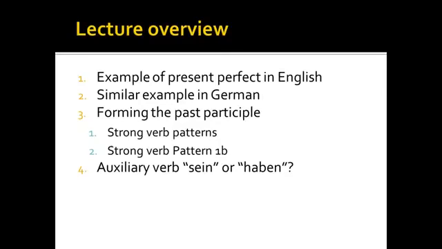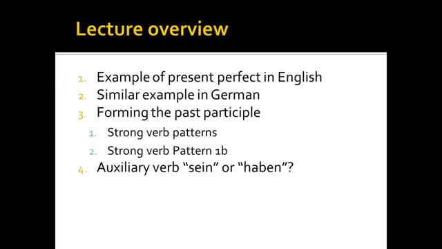As usual, we'll begin our lecture with an example of how to form the present perfect tense in English, before looking at that same sentence translated in German. After looking at examples of how to form the present perfect tense, we will look specifically at how to form past participles. Past participles are an essential part of forming the present perfect tense, and we'll see that German strong verbs follow roughly 8 conjugation patterns.